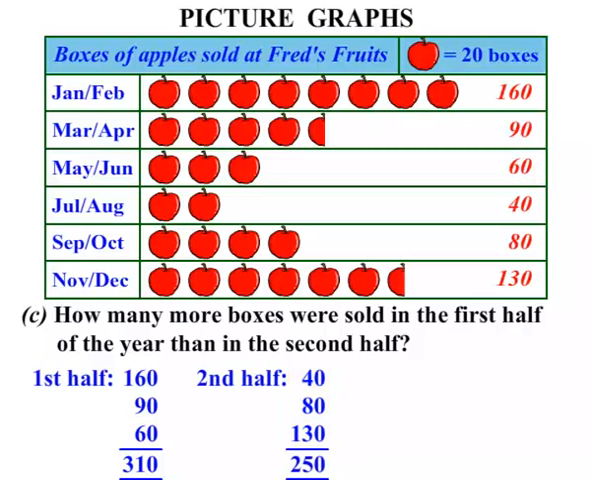So how many more boxes? Well, we're comparing 310 with 250, so we want to find the difference. Okay, we would subtract, and the difference is that the answer is that we get 60 more boxes sold in that first half of the year.